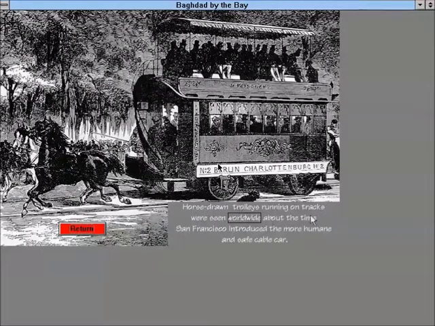Trolleys walking trains are seen worldwide. Horse drawn trolleys rolling on tracks are seen worldwide about the time San Francisco introduced a more humane and safe cable car. This video clip shows a replacement for the horse drawn bus shown above in Berlin, Germany, before World War I.